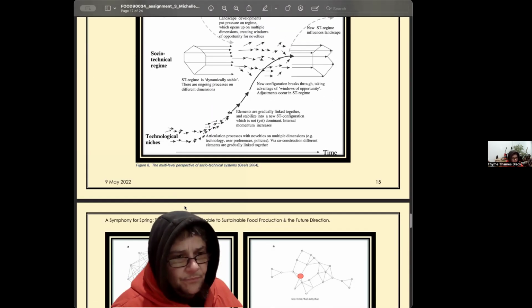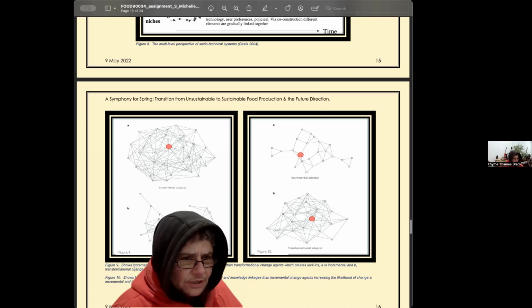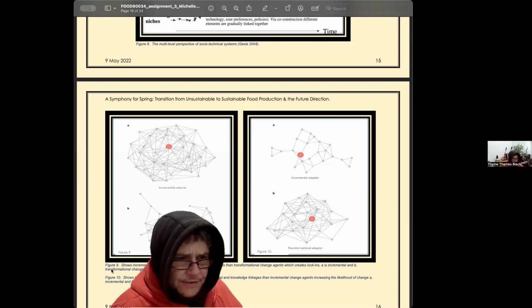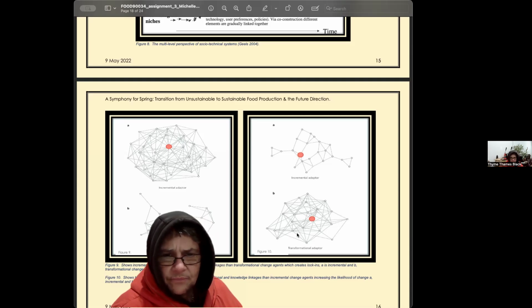Isn't that fun? Figure 9 shows incremental change agents consist of more social linkages than transformational change agents, which creates lock-ins. A is incremental and B is transformational change agents, figure 9. Transformational change agents don't have a big interlinkage. Here are the incremental change agents that have lock-ins because of the conformity.